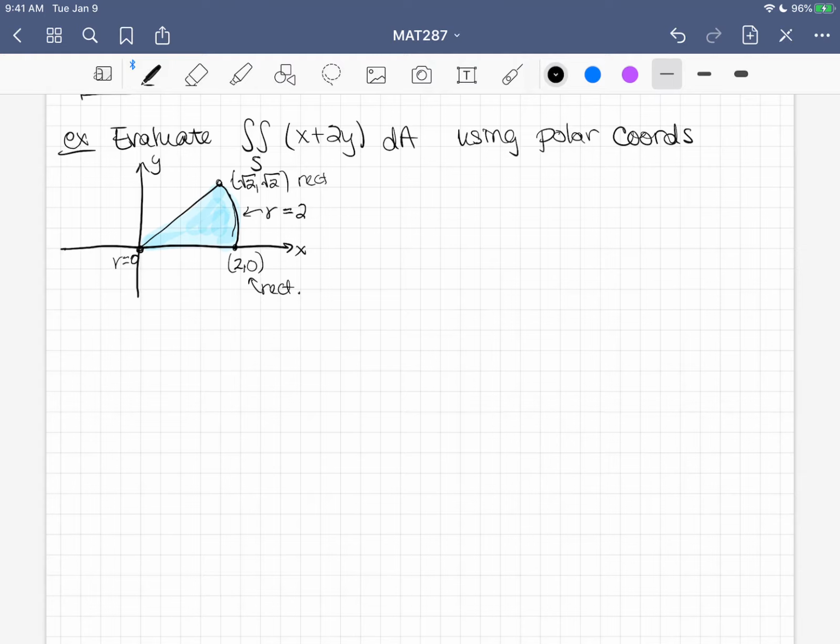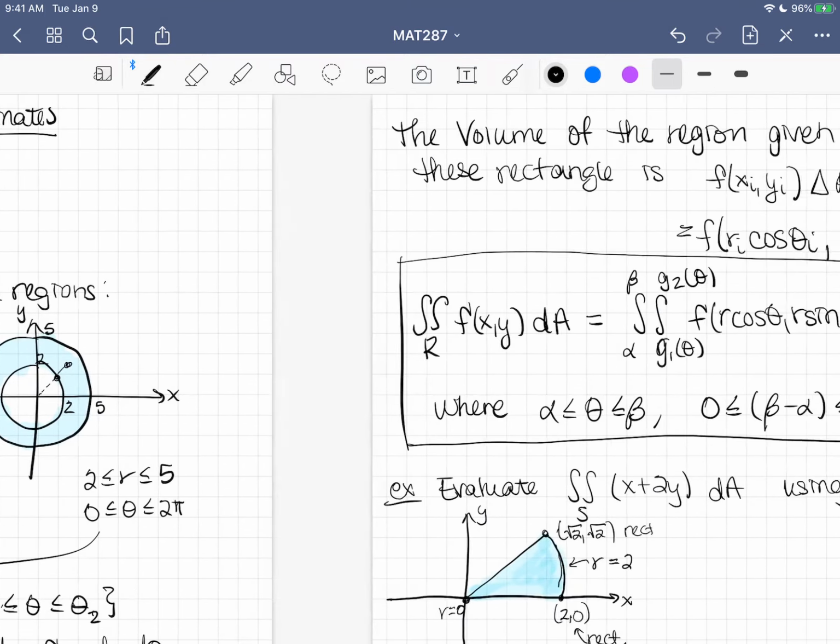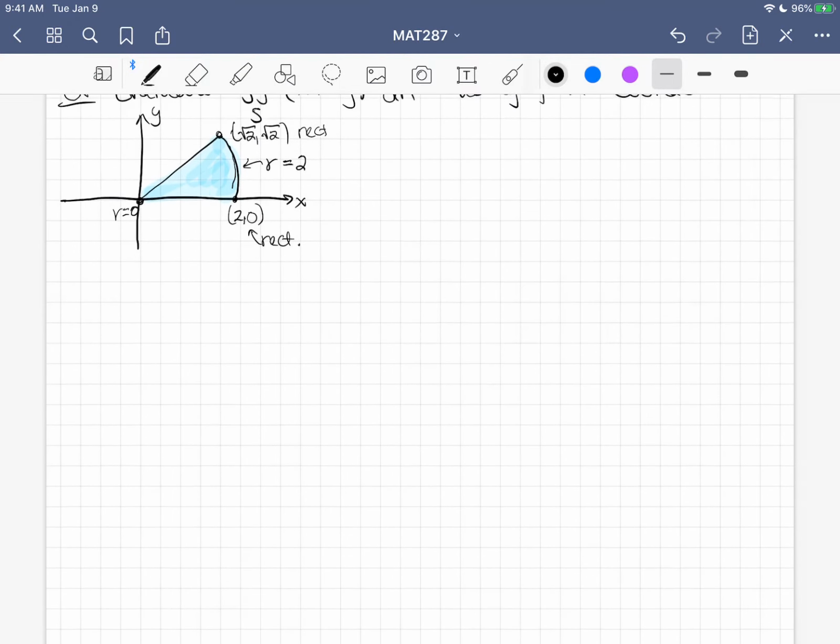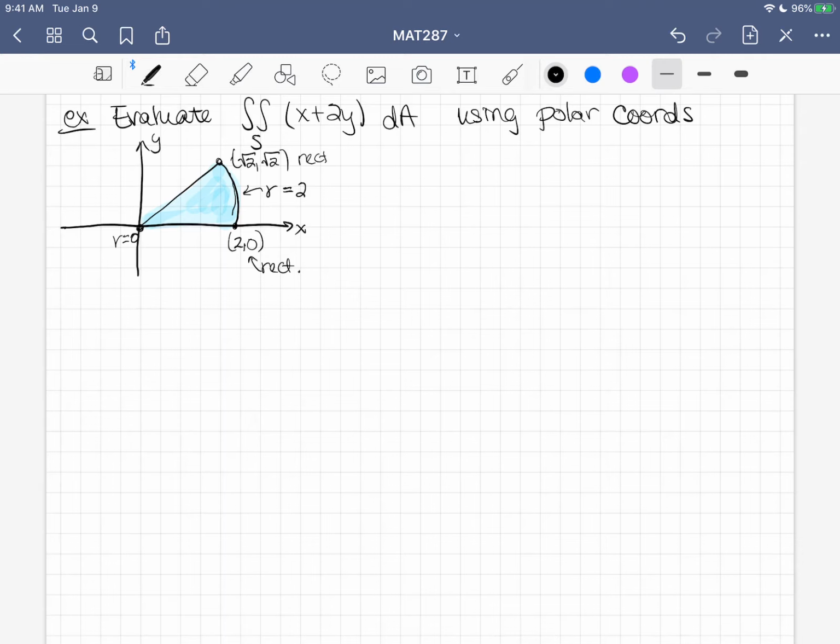So if I were to describe this region using polar coordinates, well, my r value is how far out I'm going out from the origin. I'm going to start at 0, and depending on what point I'm at, I'm anywhere between 0 and 2. So my bounds on r are 0 to 2. Now what about theta?